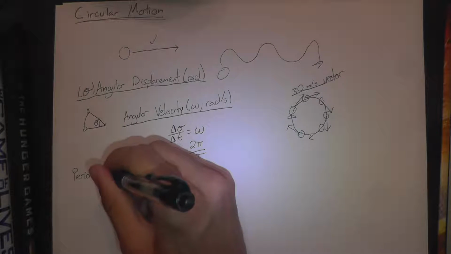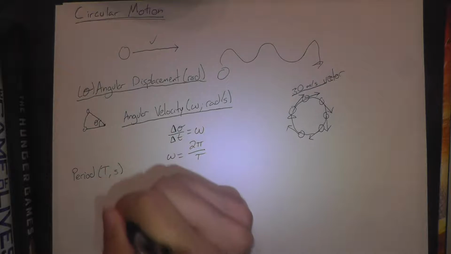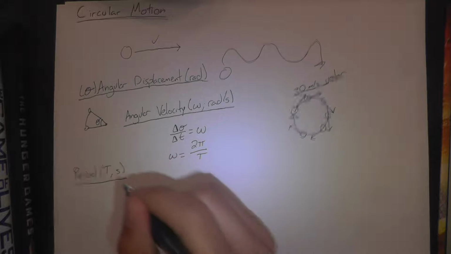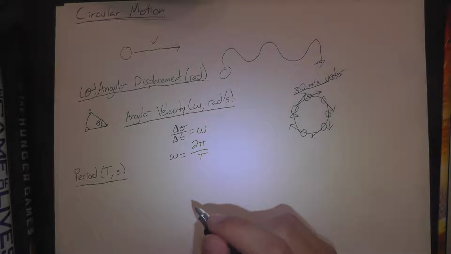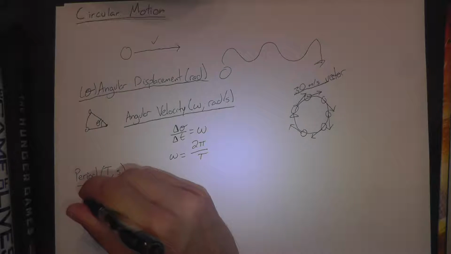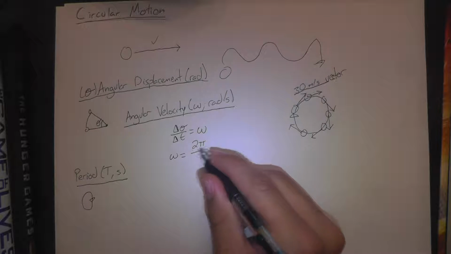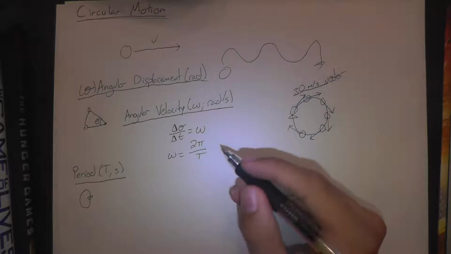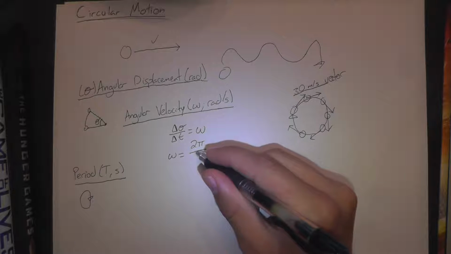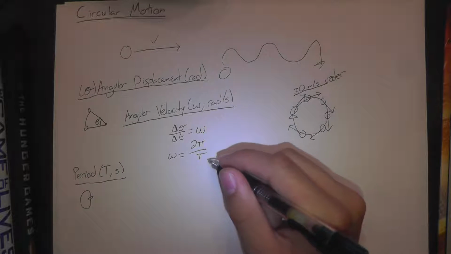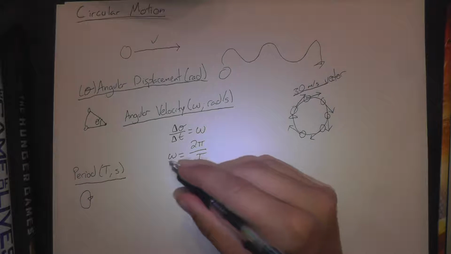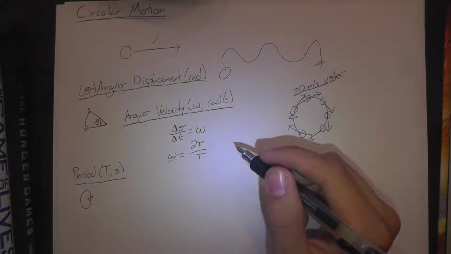And that brings us to another value, period, which is T, measured in seconds. And period is very simply the time taken to complete one full circle. So 2 pi, being the amount of radians in a circle, over 1 period measured in seconds, will of course give you your angular velocity. That just makes sense, right?